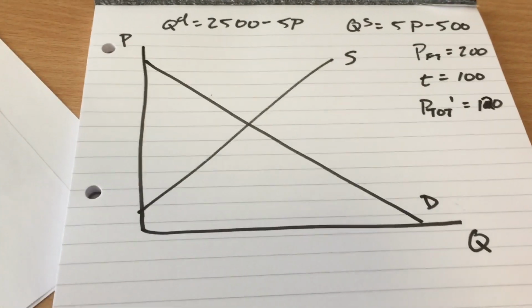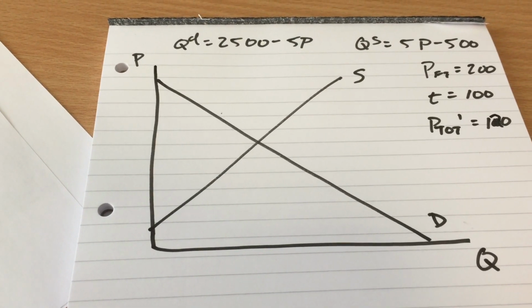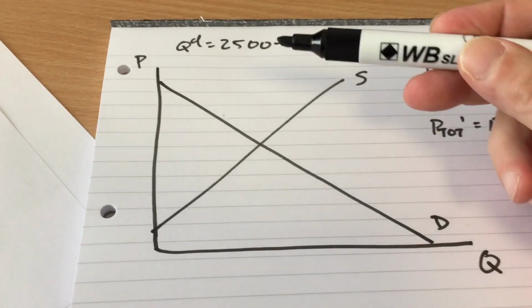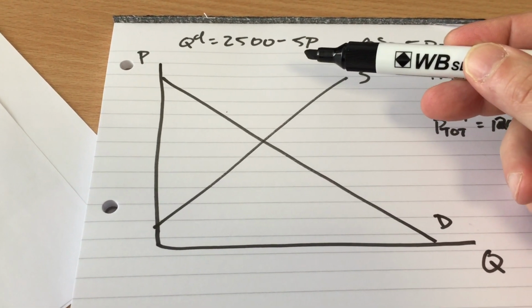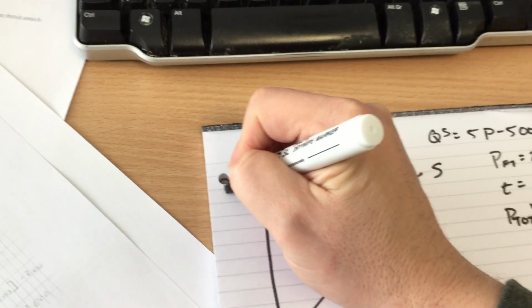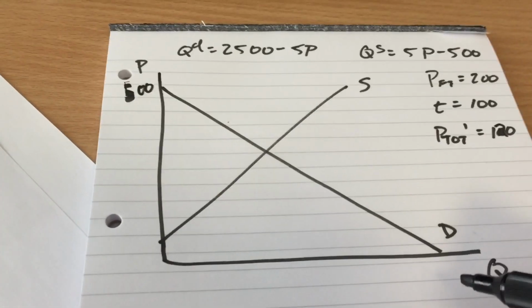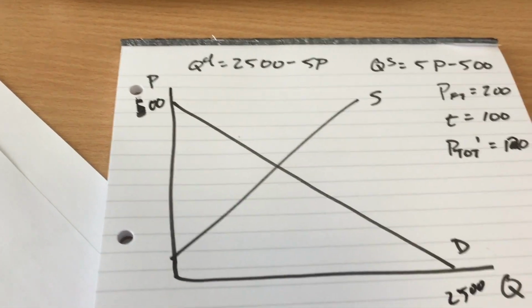So always start off drawing your graph. It's just a really good way to get your head around the problem. So the first thing we want to do is draw our demand curve. So if the quantity is 0, 2,500 minus 5 times the price has got to be 0. So that means it starts off at 500. If price is 0, you want to buy 2,500 of these guys.